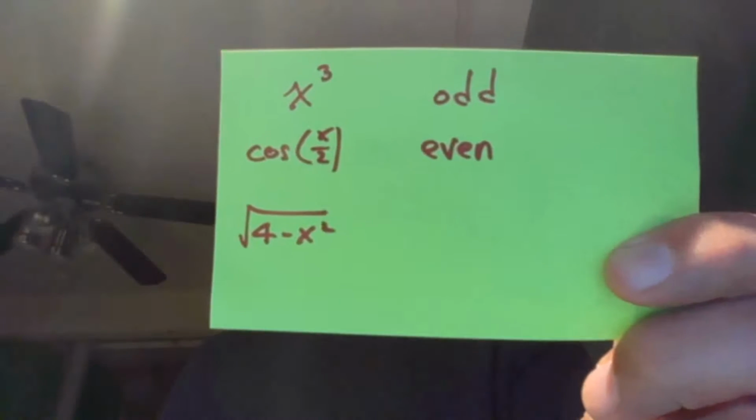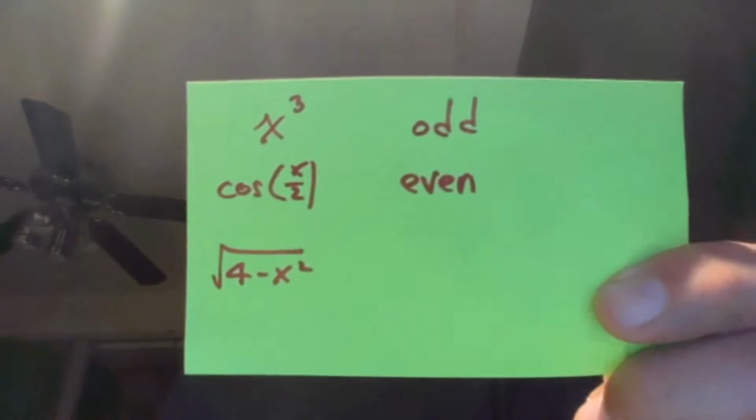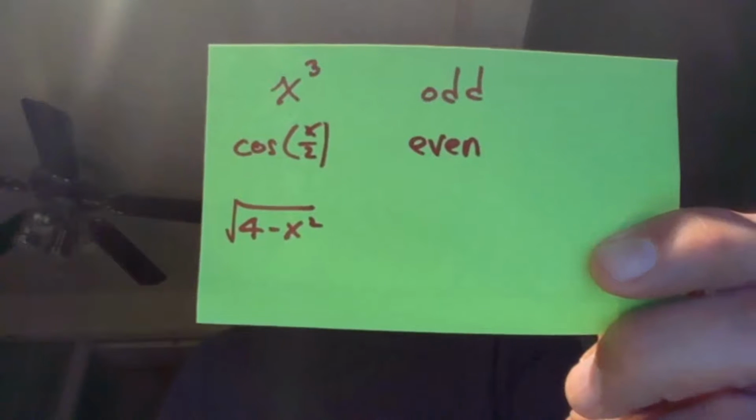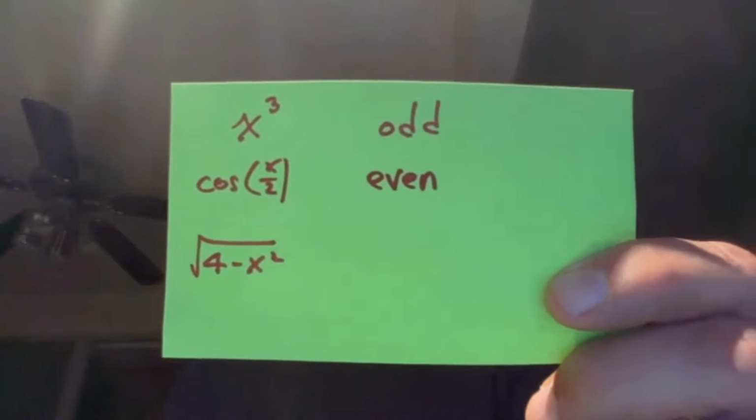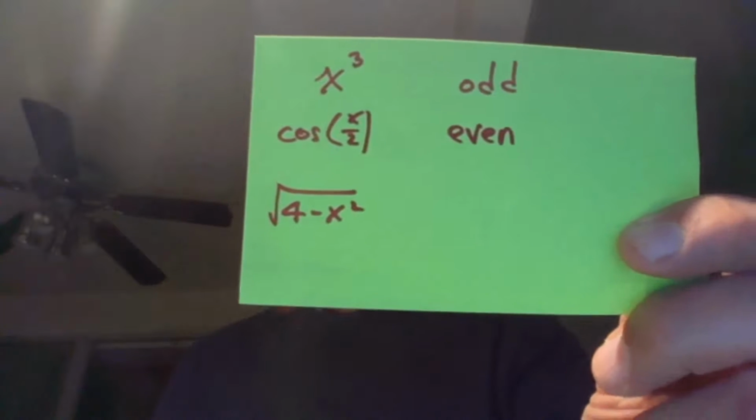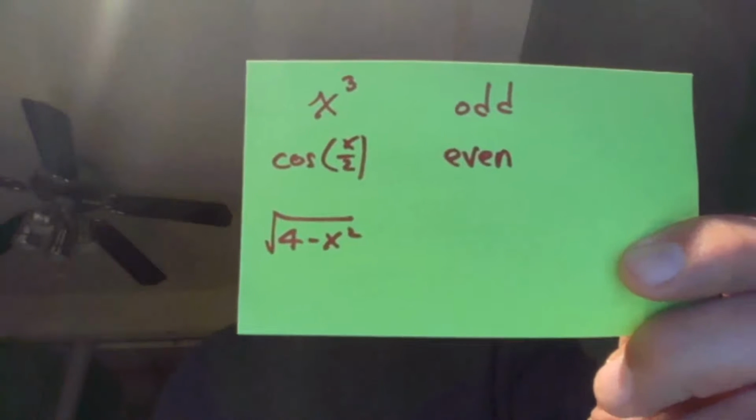We have the x cubed. We know that's odd. I already told you that. That was in the example. The cosine, that's even. That was in the other example. But what about this 4 minus x squared inside the radical?